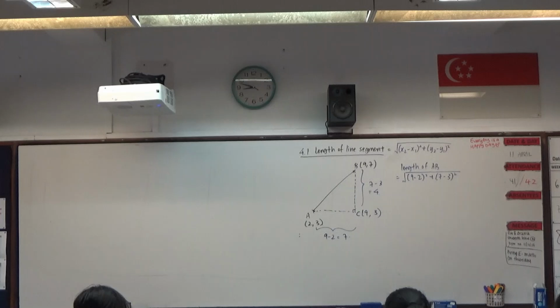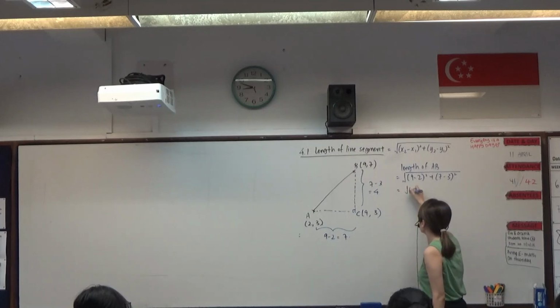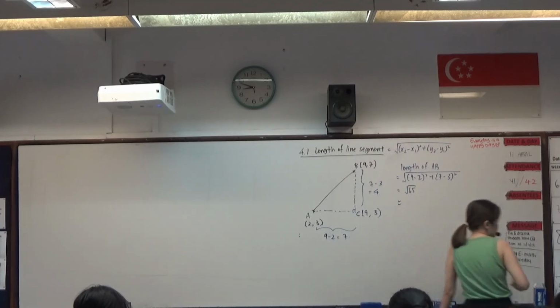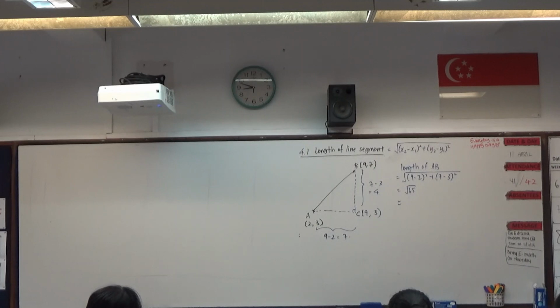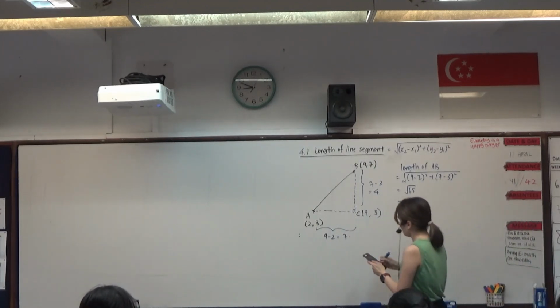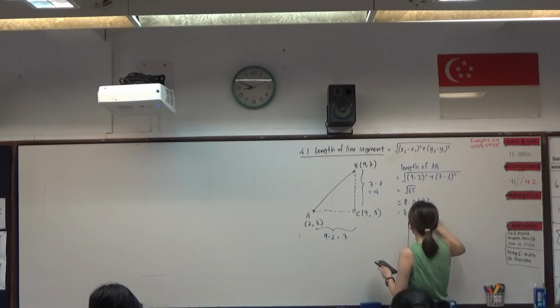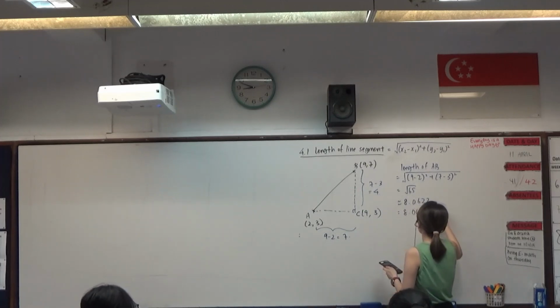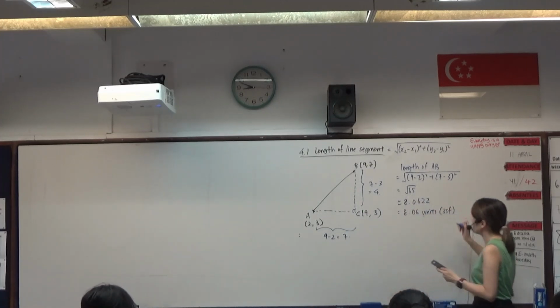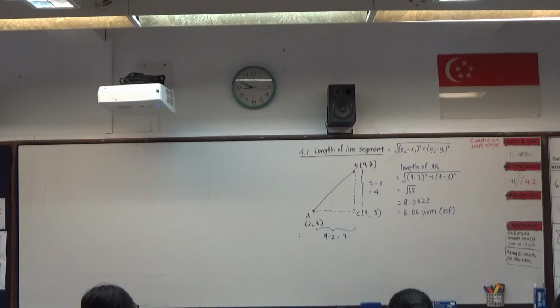Okay, so just apply the formula and you'll be able to get this. And the answer will come out to be square root 65, which we need truncated to 5SF and then 3SF. 8.0622. So you get 8.06 units to 3SF.